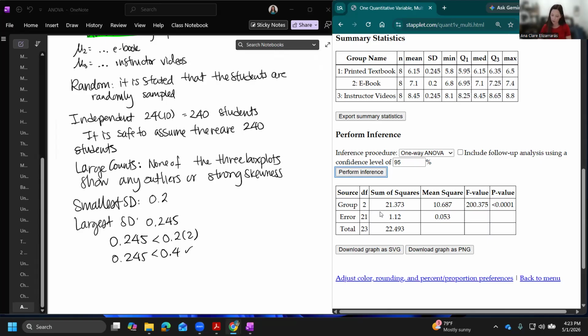So we have an F value of 200.375 and a P value of less than 0.0001. So knowing what we know about P values, this is very, very small. This means that if the means really were equal, then there is a very small chance of obtaining the sample data that we did, or data more extreme, purely by chance, assuming that was true. So it's not likely.